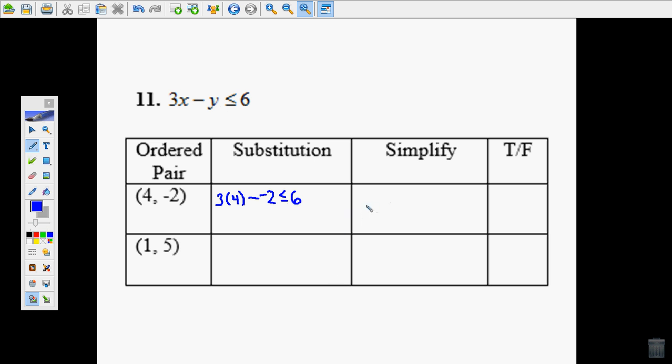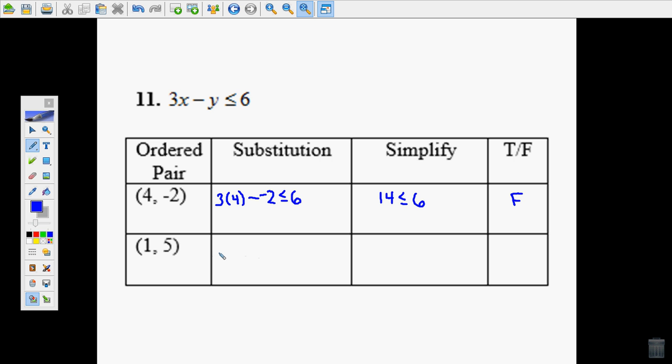Go ahead and simplify that. What do you get when you simplify it? You should end up with 14 is less than or equal to 6. 12 minus negative 2 is 14. Is that true or false? That's false. 14 is the bigger number. The inequality sign's not going the right direction.